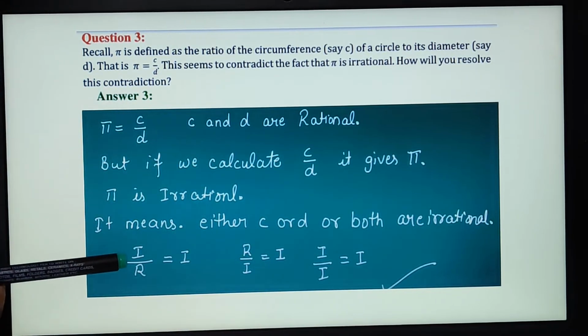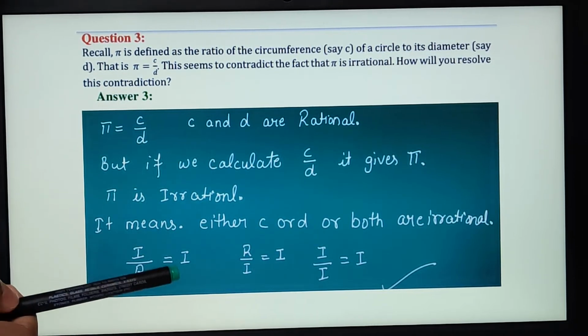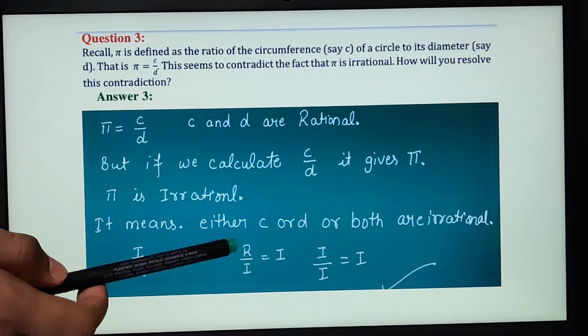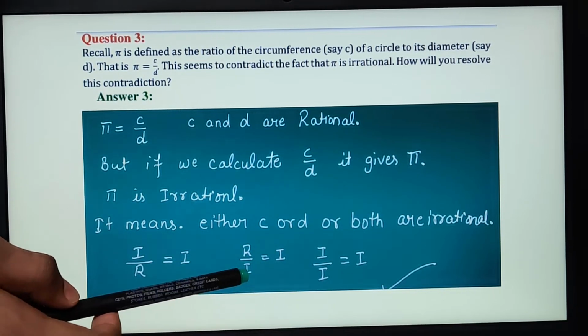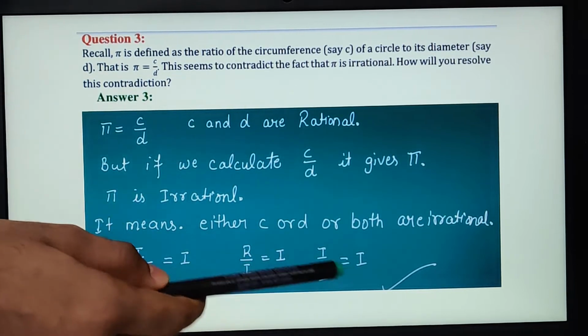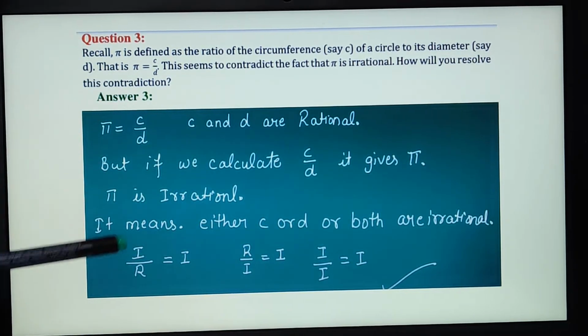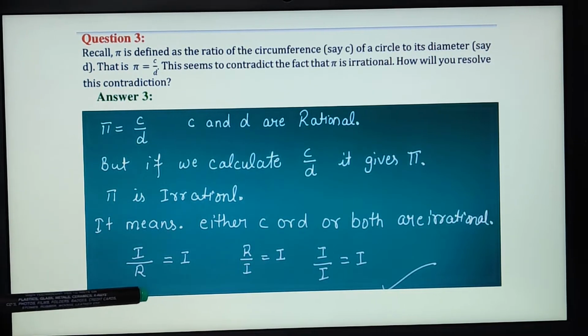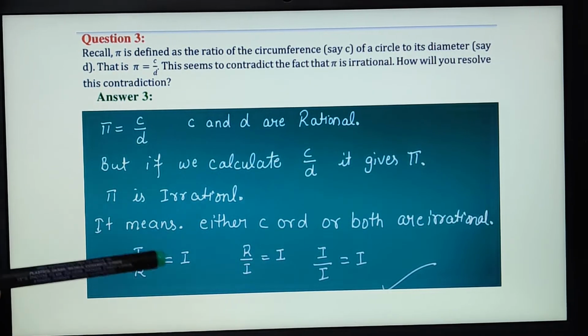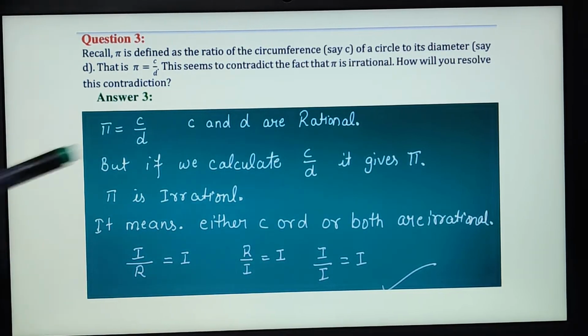Suppose c is irrational and d is a rational number. So an irrational number by a rational number is an irrational number. Suppose c is a rational number and d is an irrational number, then again rational by irrational is irrational, and an irrational number divided by irrational is irrational. So this is the solution: either c or d, one among them is an irrational number, or both of these are irrational numbers. Then and only then this condition is possible, that pi is equal to c by d.